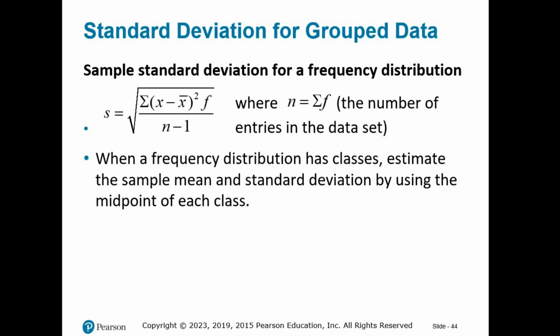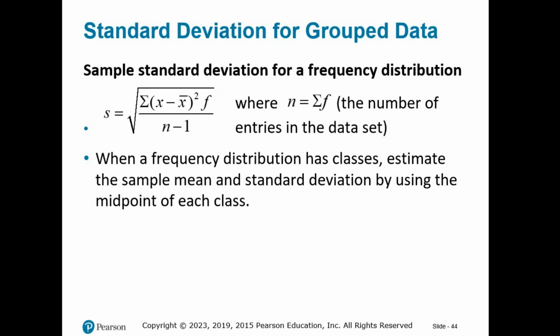Now let's think about a situation where the only information we have is a frequency table. How do we go about finding a standard deviation? Remember, in a frequency table, we don't have access to the raw data values. We just have a tally for the number of data points that fall into each class. Do you recall what we did to find the mean of a frequency distribution? We used the frequencies and the midpoints.